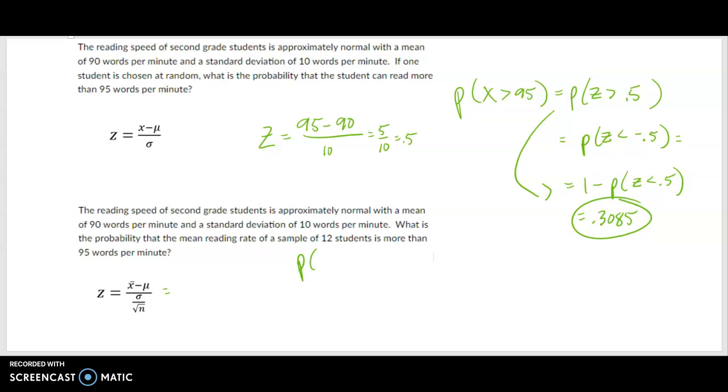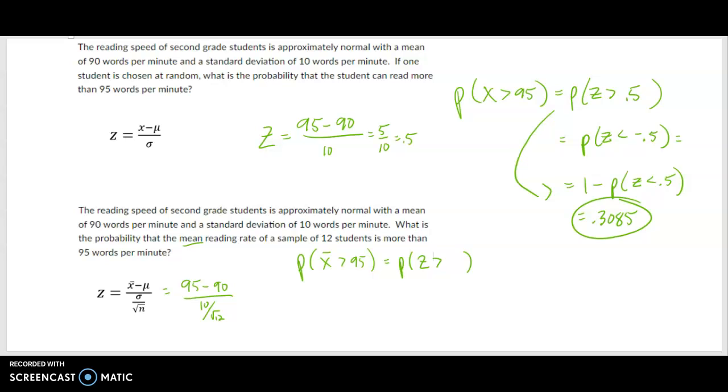So again, we get started off the same way to organize ourselves. Probability that x bar, the mean reading rate, is greater than 95. And that's got to be this probability that z is greater than something, but it won't be the same as that z, right? Let's find out. That should be 95 minus 90, but we're going to divide by 10 over root 12. Okay, that'll give me a different z-score.